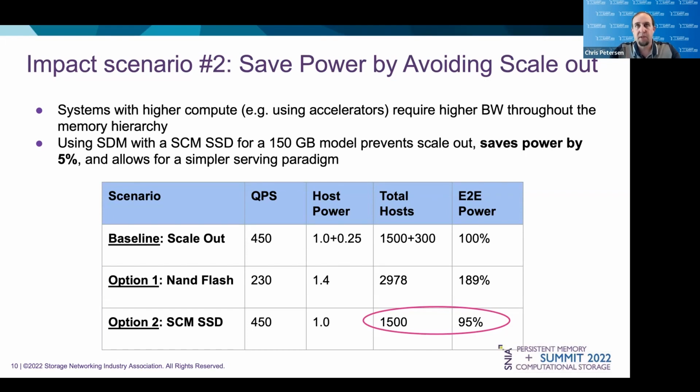The accelerators themselves don't have enough capacity to serve the entire model. So in the baseline case, what we have to do is to scale out to other machines to help provide that additional capacity. In other words, we have to spread the model across more machines to keep more of the model capacity in the accelerator memory.